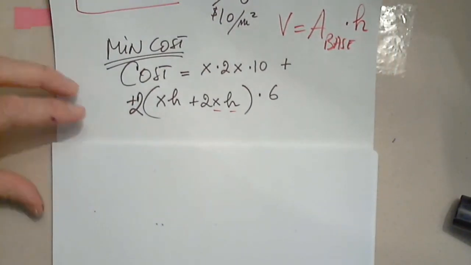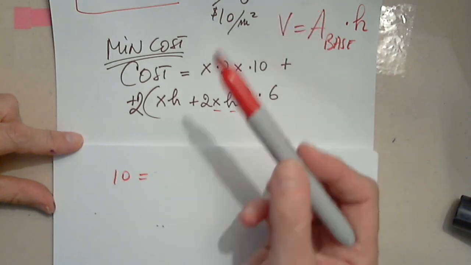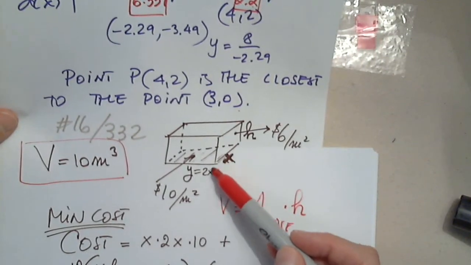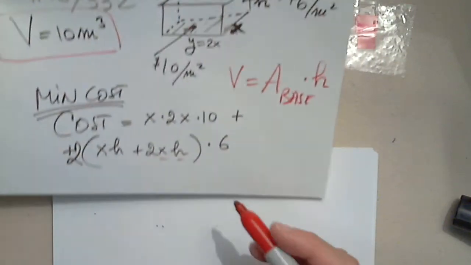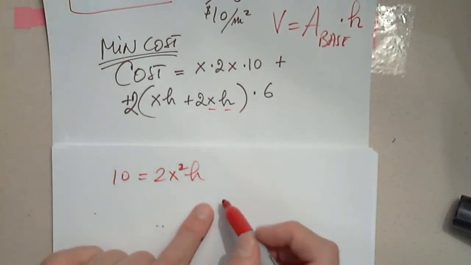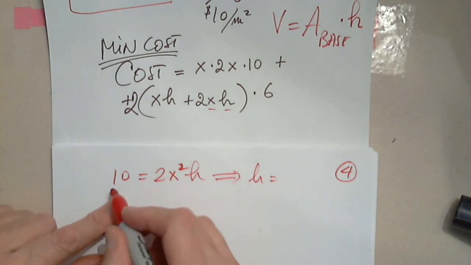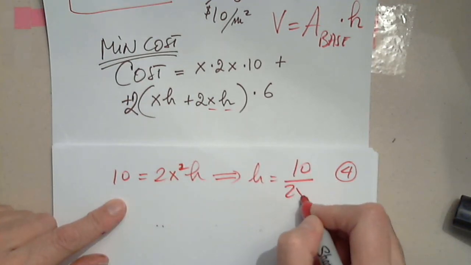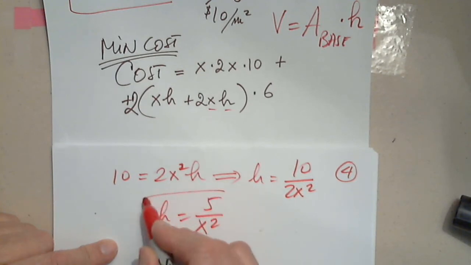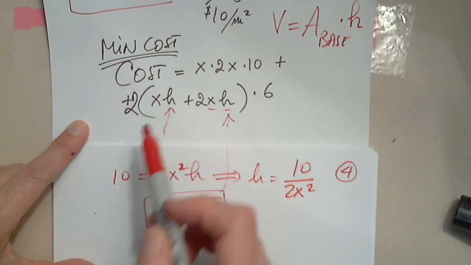If that's the case, then the volume, which is 10, must equal area of the base, which is x times 2x, so 2x squared, multiplied by the height. And I can easily remove the height, replacing it with 10 over 2x squared, and in fact, with 5 over x squared. And I'm going to replace it here, and here, of course.